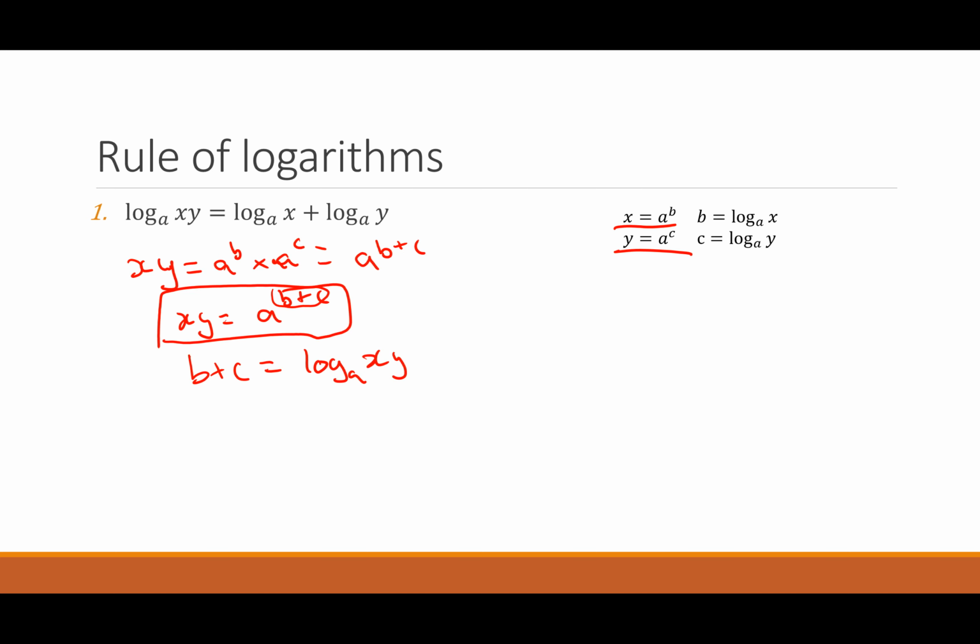Well, can we go any further? Note that we've got the definition of b and c here. So what we can say is log a of xy equals b, which is log base a of x, plus c, which is log base a of y. So we've just proven that that must be true.